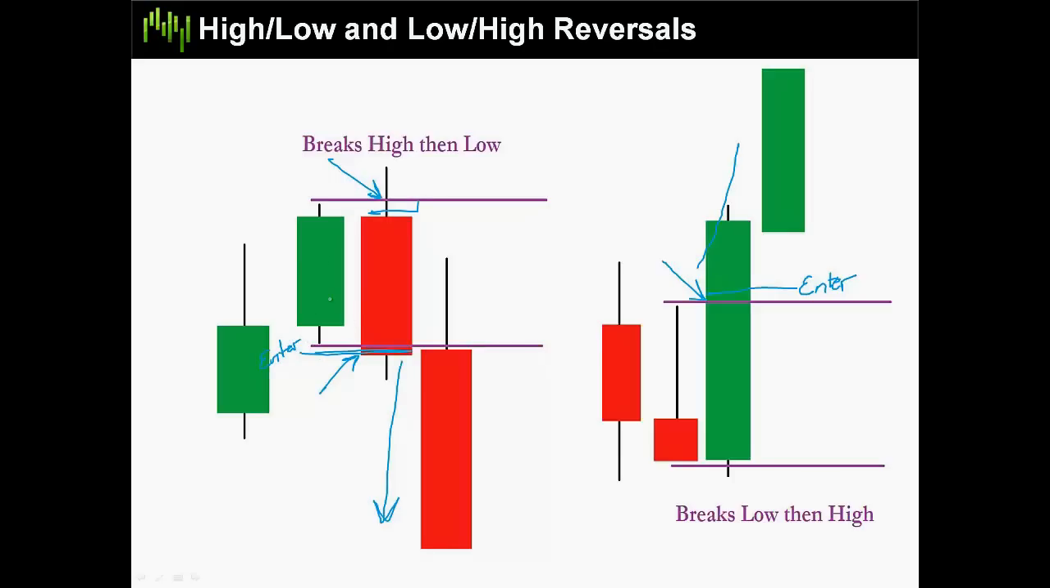As soon as it breaks the high or the low of the previous bar, then you're looking for it to go and break the opposite. And that's where you can trigger your entry for getting long or short. Then your stop should go above the highest high or below the lowest low of the previous price bar.